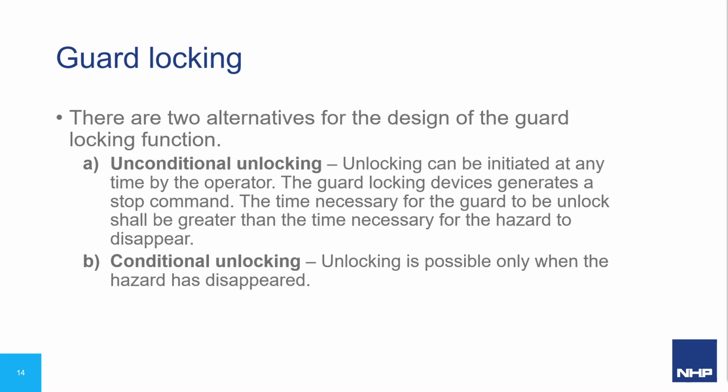If you don't know the stopping performance, or it can change depending on the process, then you want to have conditional unlocking. This requires active monitoring of the state of the machine so that the guard only unlocks when the machine has reached a safe state.